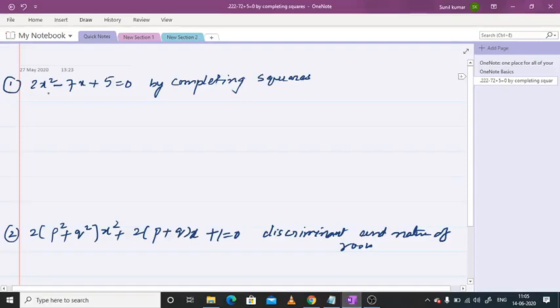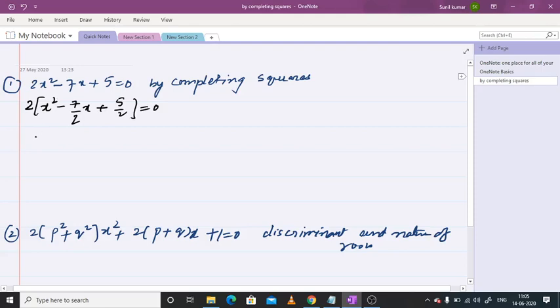Good morning. So today we will see the solution of this quadratic equation by the method of completing the square. For this, the first concept is to take the x square coefficient common. So taking 2 common, we get x square minus 7 by 2 x plus 5 by 2 equal to 0. This is as usual for every question using the completing square method.